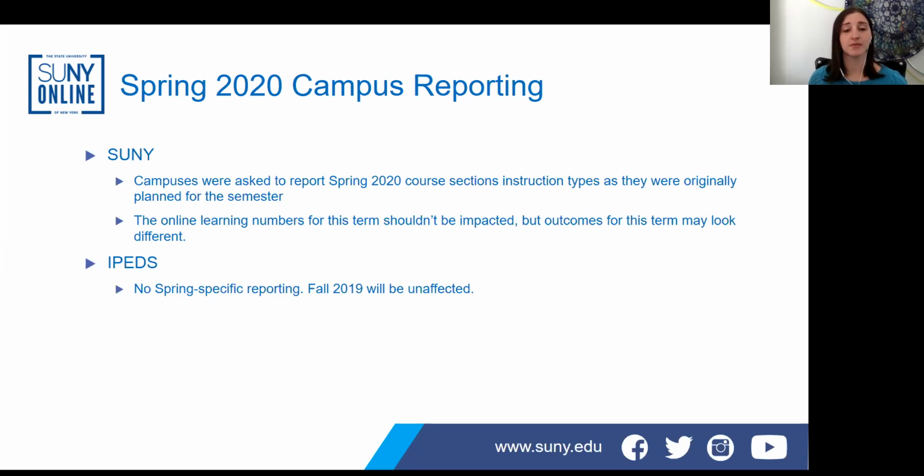So when we look at those numbers for spring, we shouldn't really see much of an impact because those numbers were reported as the courses were originally offered. We certainly might see differences in outcomes, right? Because a lot was going on in spring 2020. But again, the actual numbers of online course section types being offered shouldn't really be impacted. And same thing with IPEDS, there's no spring specific reporting, it's just fall 2019. So that should be unaffected by that transition.